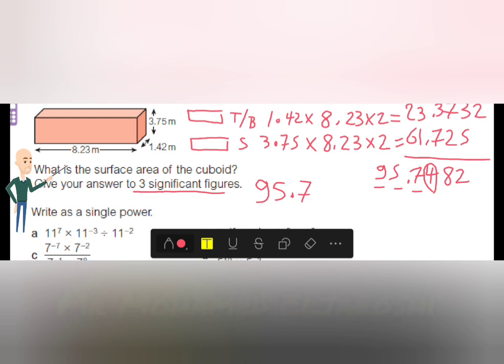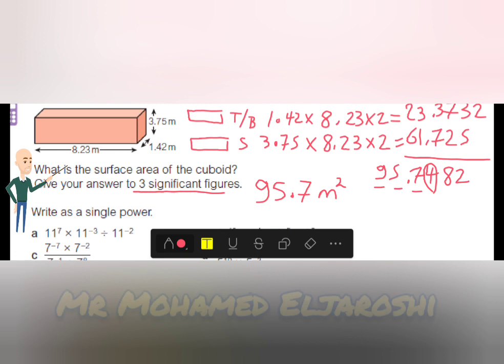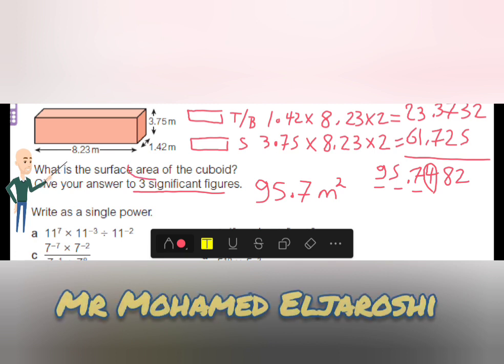5.7 meters squared. And why is it meters squared? Because it's an area, and areas are always squared. And this is how I answer a question like this. Now, let's move on to the next question.